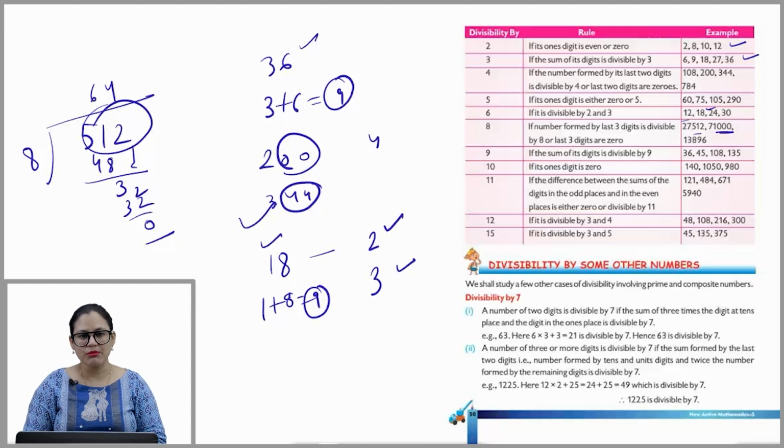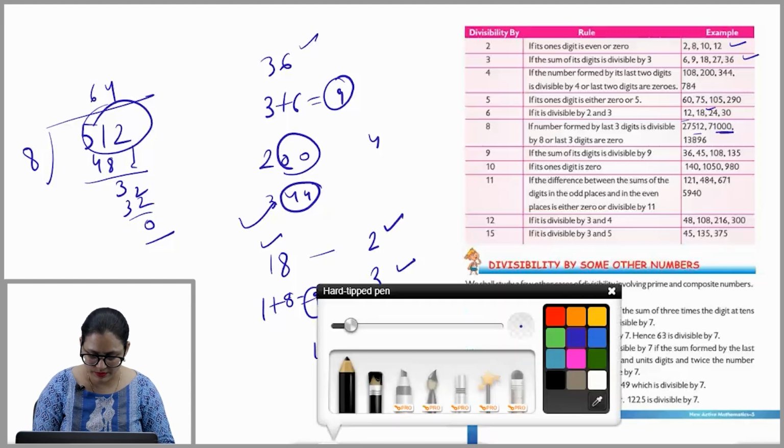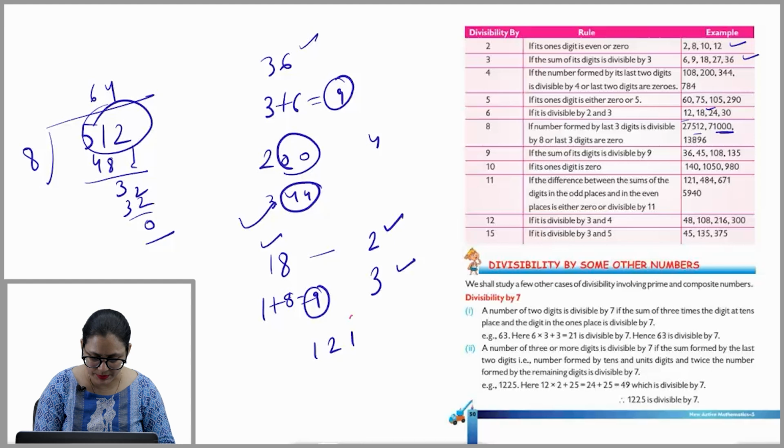9, if the sum of its digits is divisible by 9. And 10, if its ones digit is 0. 11, if the difference between the sums of the digits in the odd places and in the even places is either 0 or divisible by 11. Okay, see, we have this number 121. This is odd place, even place, odd place. Okay, like 1 2 3.